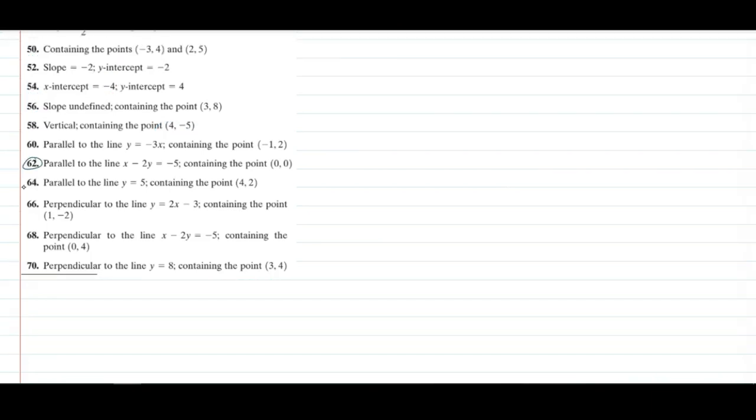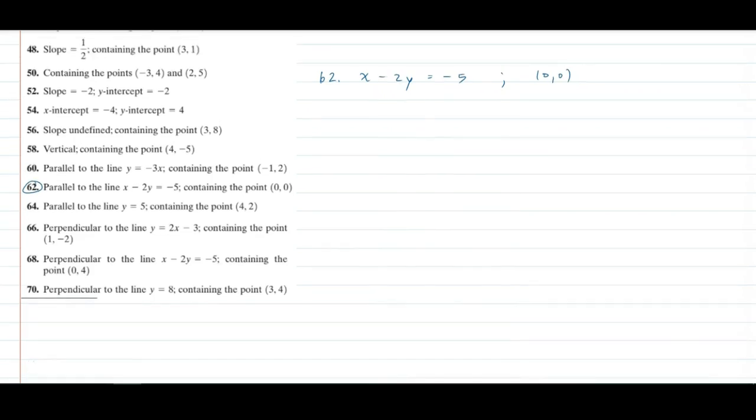Number 62, all right? Number 62 says that this time your line is parallel to this line right here, x minus 2y is equal to negative 5. And your line is containing the point (0, 0). So you already have a point, right? So you've got a point to work with. You're not concerned about that. But what you're concerned about is where is my slope, right? So to figure out the slope, you have to make those connections, just like you did in number 60. Your line is parallel to this line over here, right? It's parallel to it. So usually here's what students say.